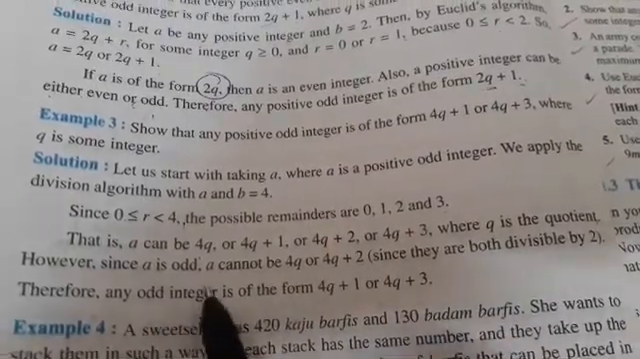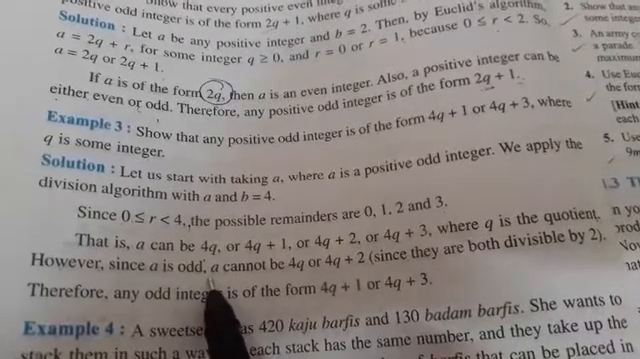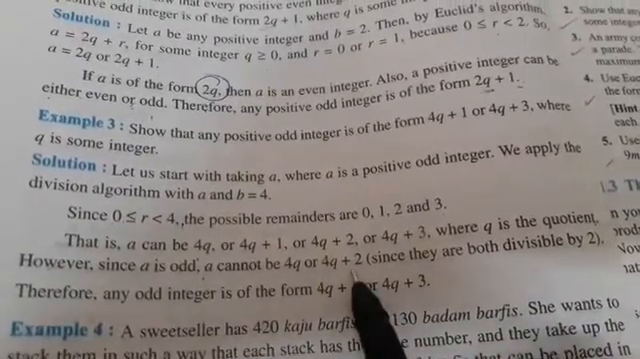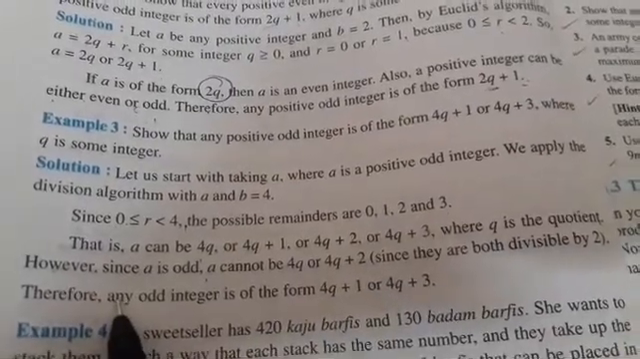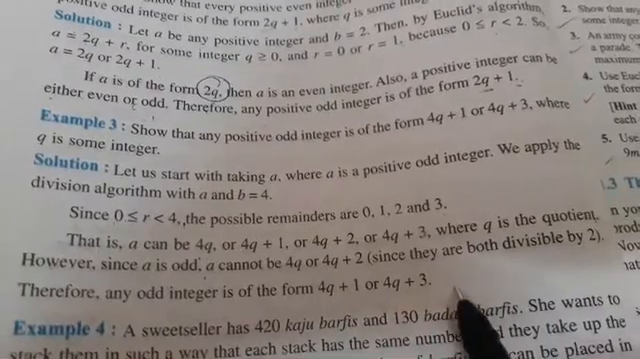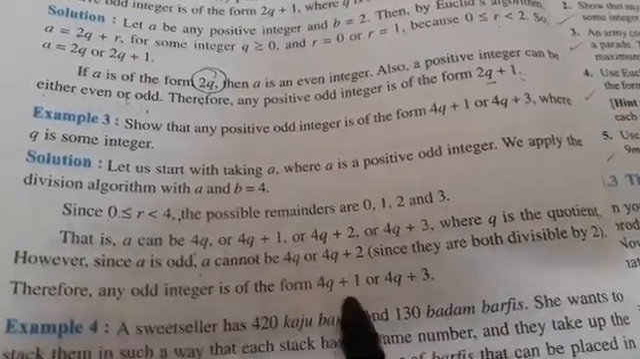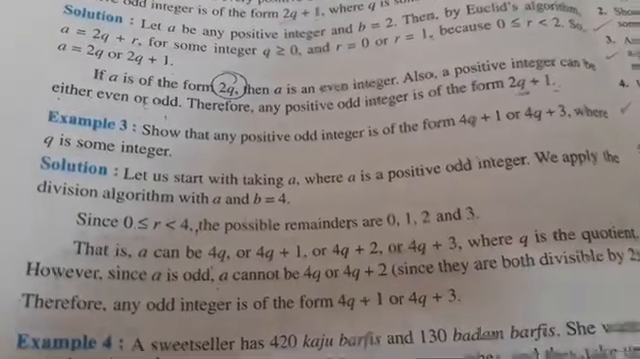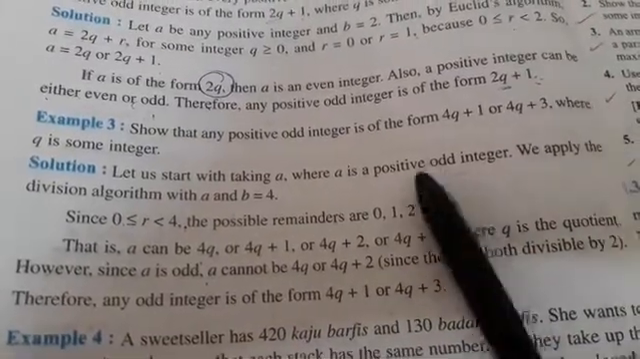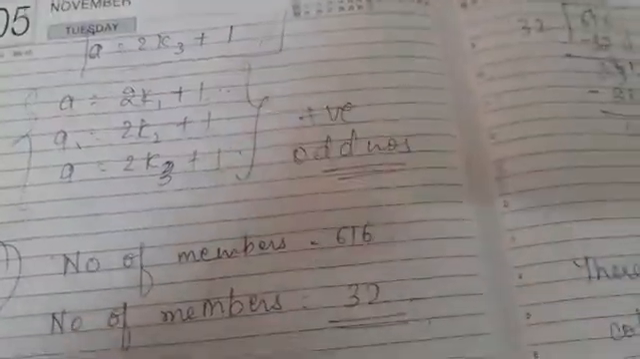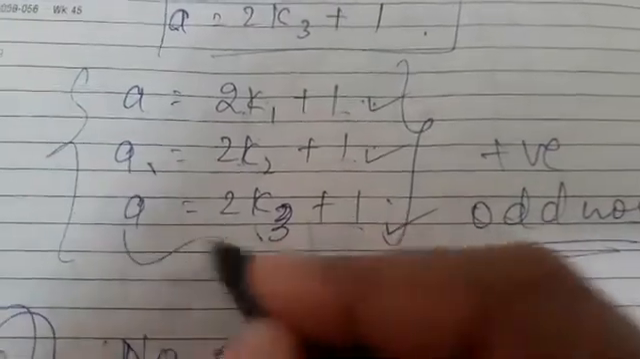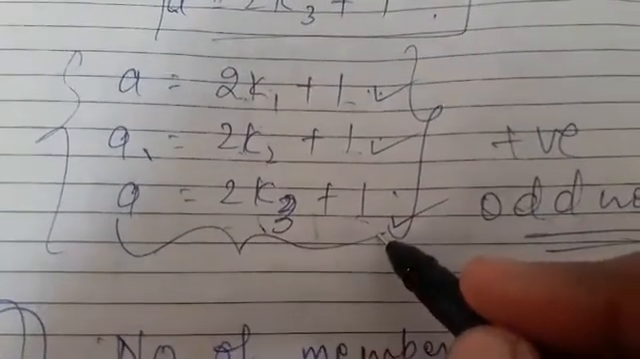Now since a is odd, it cannot be 4q or 4q plus 2 because both are divisible by 2. Now for any odd integer, we'll write 4q plus 1, 4q plus 3. Either you can write how they have given in the example directly, or you can show it in the form as I have showed you, because any number multiplied by 2 will give you an even number, and then if you add 1 to it, it will become an odd number. So what I'm saying is, children, here I converted all of them in the form of plus 1 plus 1 plus 1 to show that all are odd positive integers.